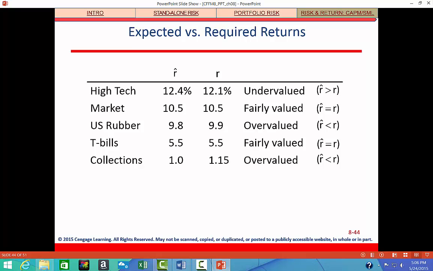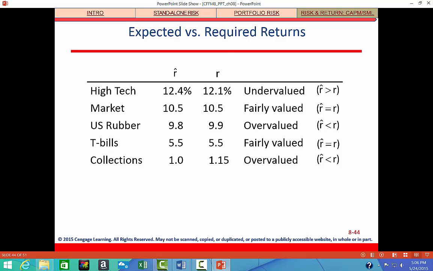So what we can do is if we've calculated those required returns, which is this column with the R, we can compare them to the expected returns, this column with the R hat. And then we can make a decision and say, is this stock overvalued, undervalued, or fairly valued? Now, the two that are going to be fairly valued are market and the Treasury bills, because they are both going to earn what we said they were going to earn. They don't have a beta.